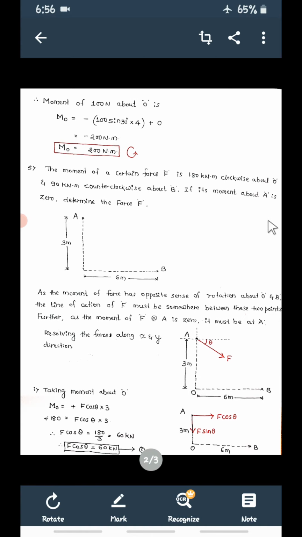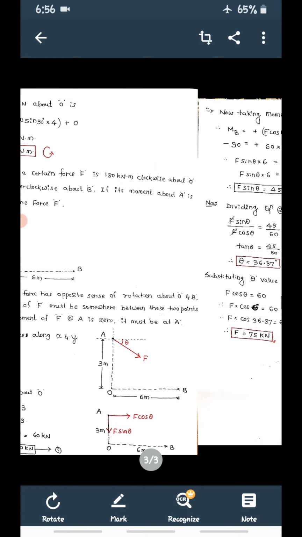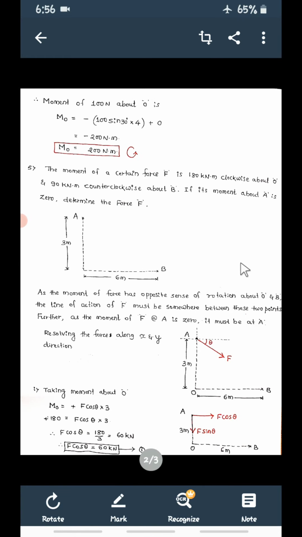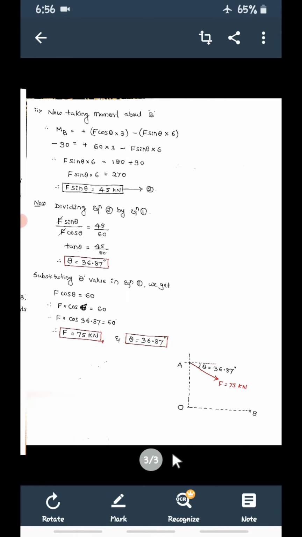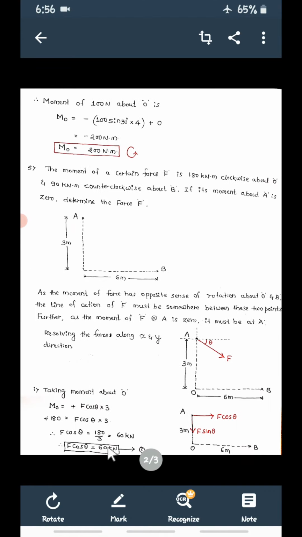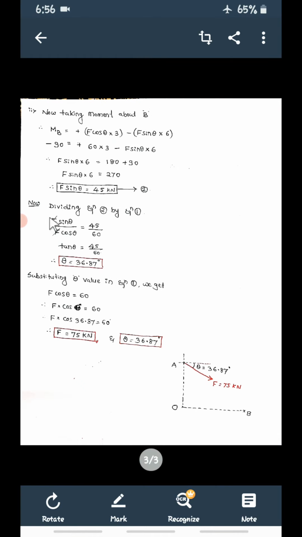So here, F sin theta divided by F cos theta. Divide equation 2 by equation 1. So F sin theta divided by F cos theta is equal to 45 divided by 60. Now here F gets cancelled, same F gets cancelled, then sin theta by cos theta is tan theta. So tan theta is equal to 45 upon 60, right?